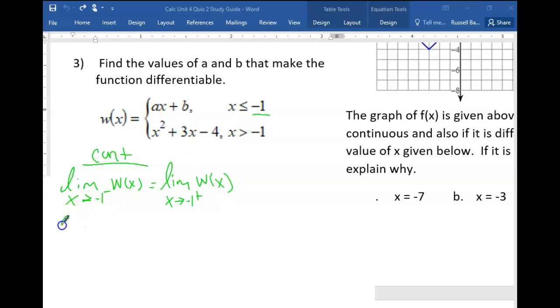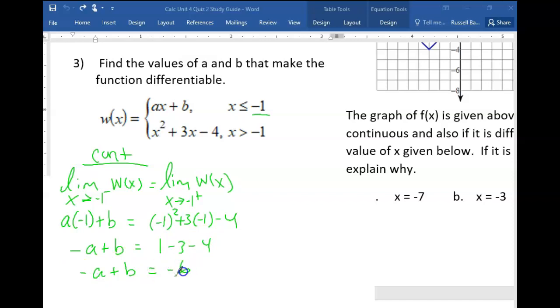So if I plug in negative 1 on the top, I get that. And on the bottom, I get that. So that's negative a plus b is equal to 1 minus 3 minus 4, which is negative 6. All right, we're going to hold on to that. Now we're going to make sure that not only do they connect, but we want to make sure that they are connecting at a smooth curve. So we want to make sure it's differentiable. So what we need to do is we need to find the derivative of this function then.